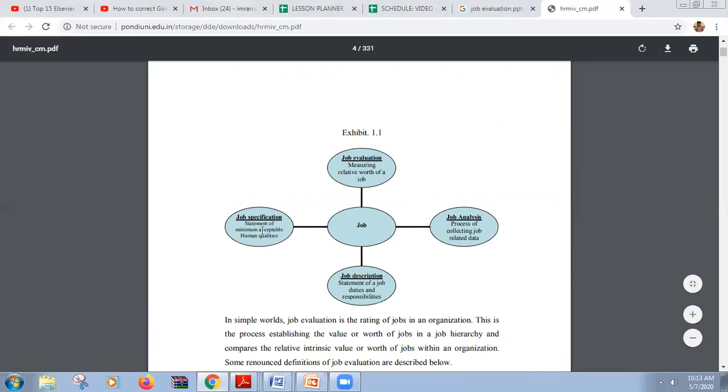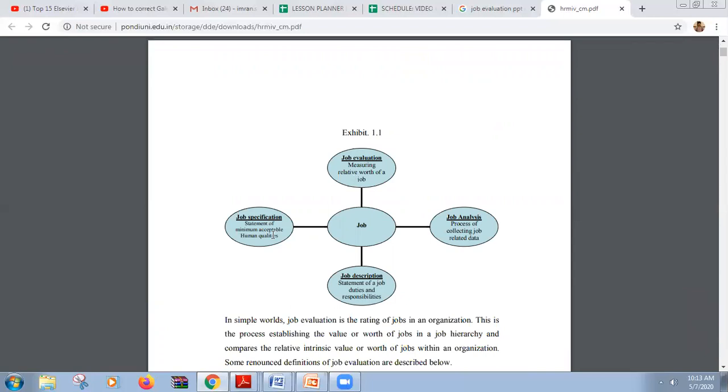So job specification, as we discussed earlier, covers the special requirements of the person for performing a job. Then job description covers how a particular job is to be performed, and the duties and responsibilities associated with it. Then there is measuring the worth of a job. This job is compared with other equivalent processes, and the relative value of this job is found by job evaluation.